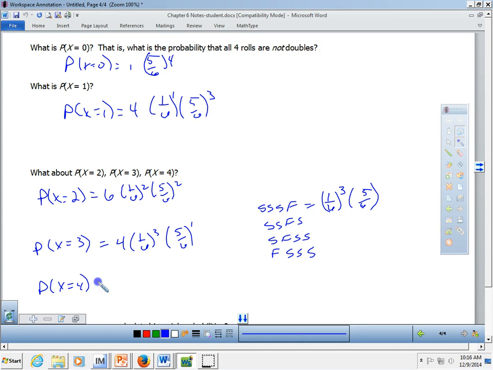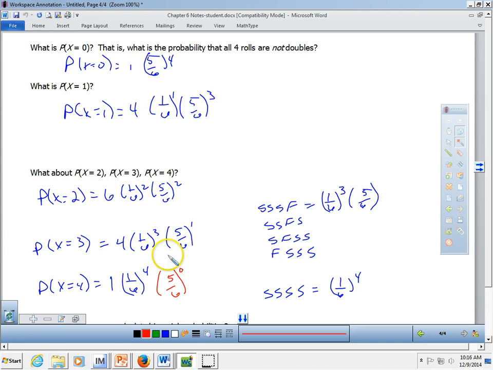Now, how about getting 4 doubles? There's only one way that happens. Success, success, success, success, and the probability is just 1/6 to the 4th power. Now, what happened to the 5/6? It went away. 5/6 to the 4th, 5/6 to the 3rd, 5/6 squared, 5/6 to the 1st. So then this is basically 5/6 to the 0 power. Anything to the 0 power is 1, and so we don't really need it.